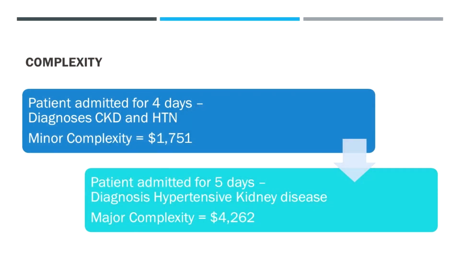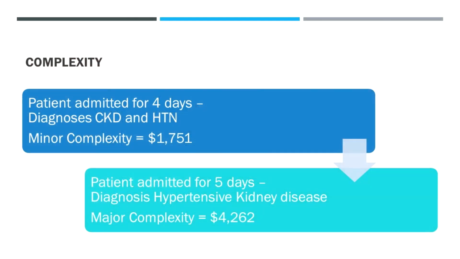Here's the complexity. So someone comes in with CKD and hypertension, apparently 2 disparate conditions, just relating them, just calling it hypertensive kidney disease. That sounds more intelligent anyway, doesn't it? I love it. And that just quadruples the income there, up to $4,200.